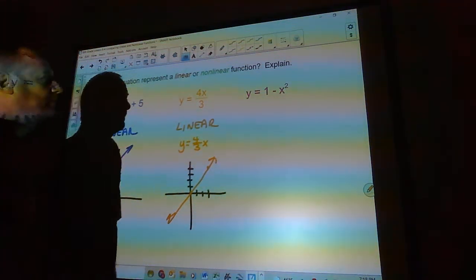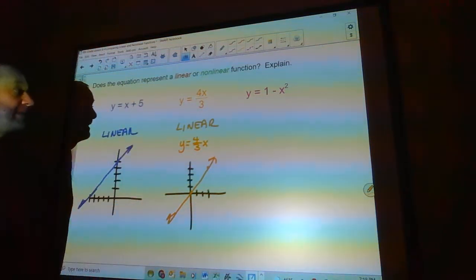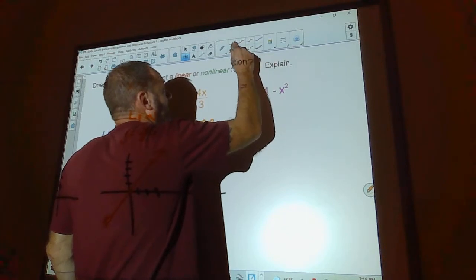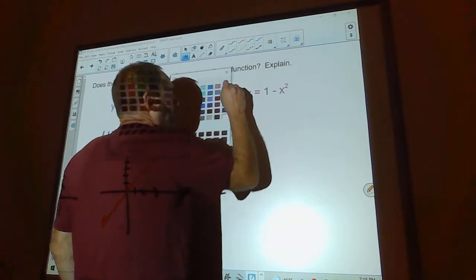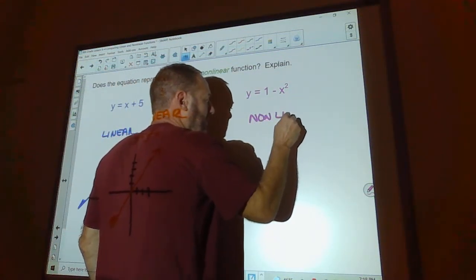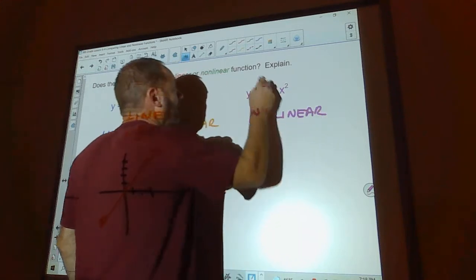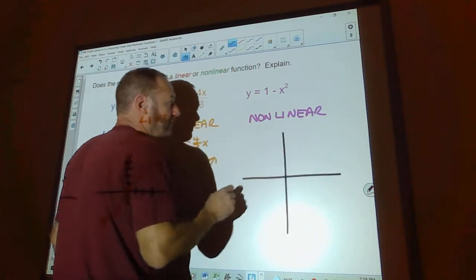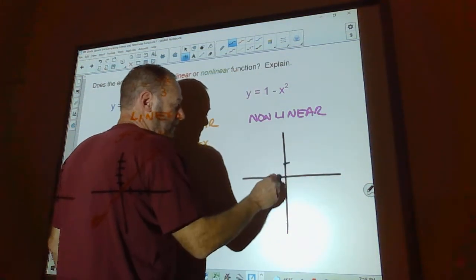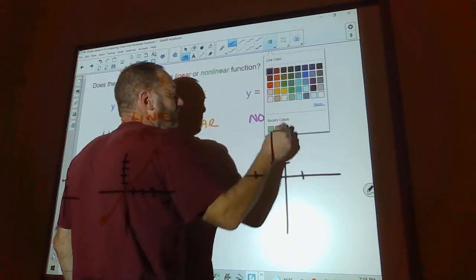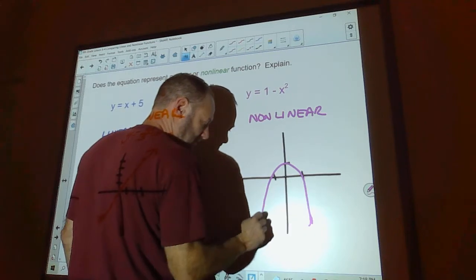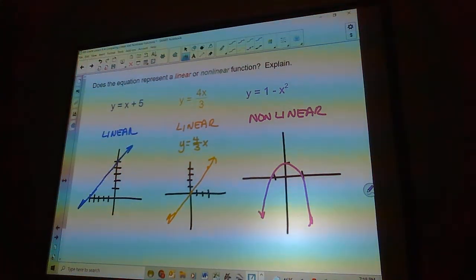Okay, this last one. Is this going to be linear? And the answer to that is no, because we don't have x squareds in lines. This is actually a parabola, so this is nonlinear. A little later on you'll learn how to analyze this a little bit, so you'll realize, hey, this is an upside down parabola with a y-intercept of 1. So this thing is going to look just like this. Definitely nonlinear.